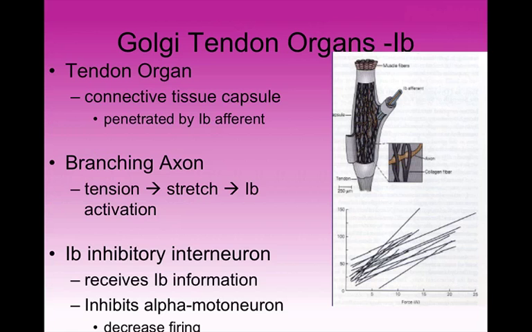Golgi tendon organs, I don't think there's a whole lot to say about them. We're fairly certain that they increase their activity in response to high degrees of tension, and they are inhibitory to the alpha motor neuron of the same muscle. The thought being that it's essentially a protective mechanism that prevents us from producing too much tension in our muscles.